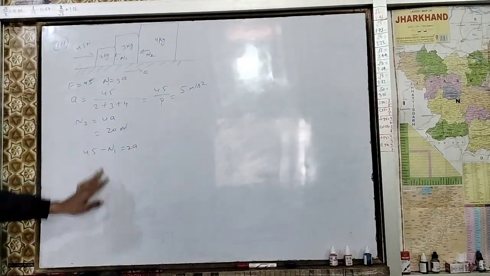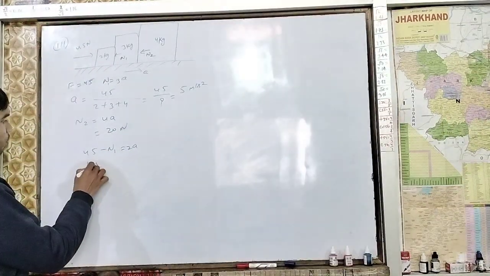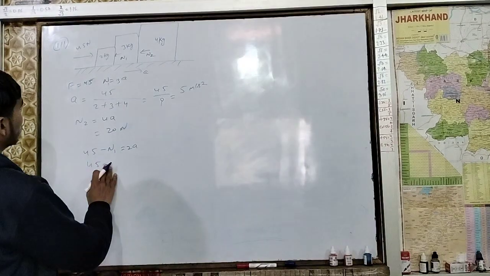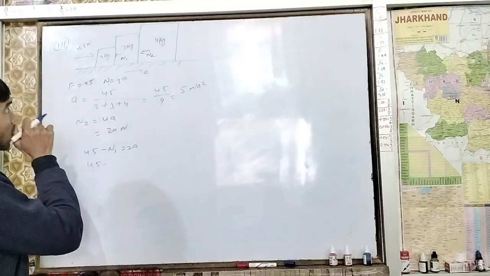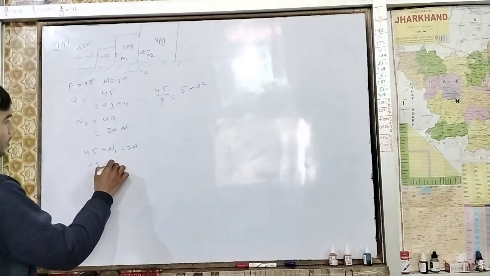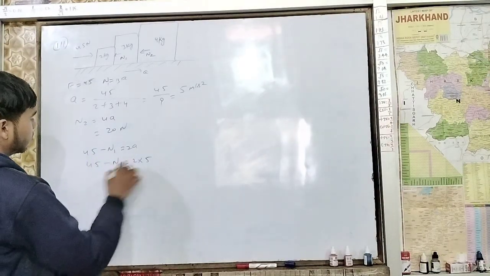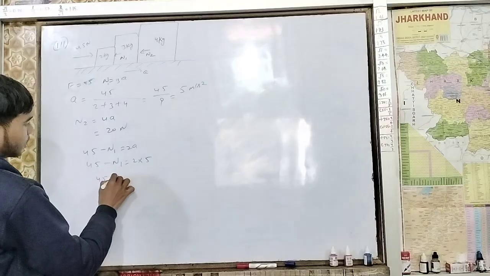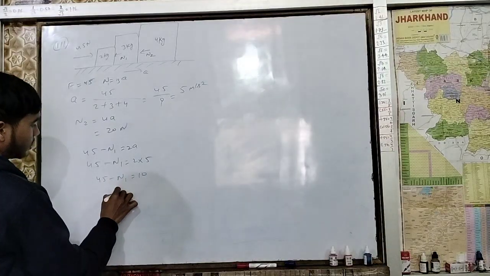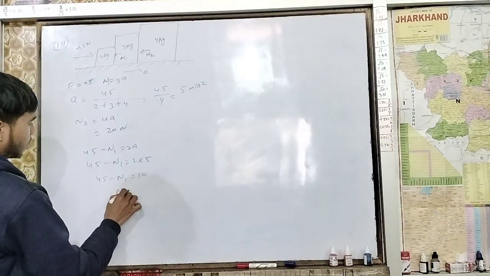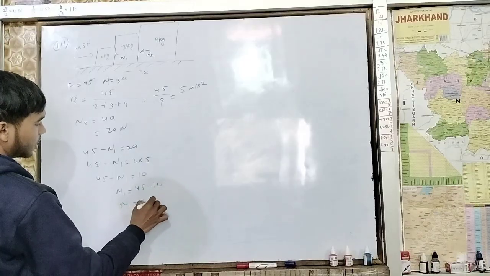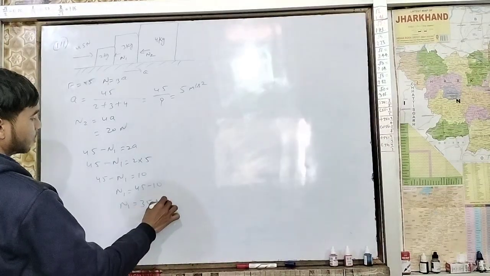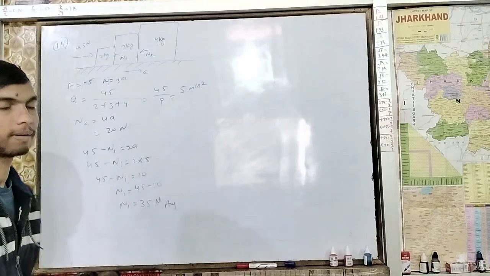M is 2. Now 45 is the value of F. So 45 minus N1 is equal to 2 multiple 5. 45 minus N1 is equal to 10. N1 is equal to 45 minus 10, which is equal to 35. This is our answer, in Newton.